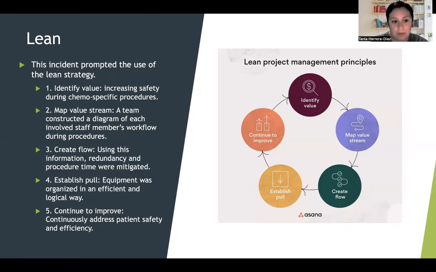Number 4, establish pull, which talks a lot about visual cues and efficiency. So the equipment and the carts were organized in an efficient way that improved efficiency. And the cart was organized in a logical way. So number 5, continue to improve. The way that they achieved this was just continuously addressing patient safety and efficiency.